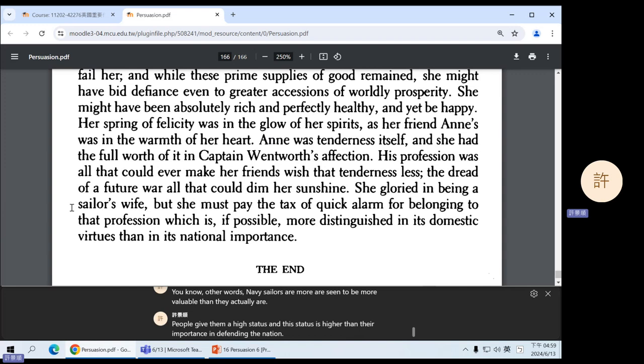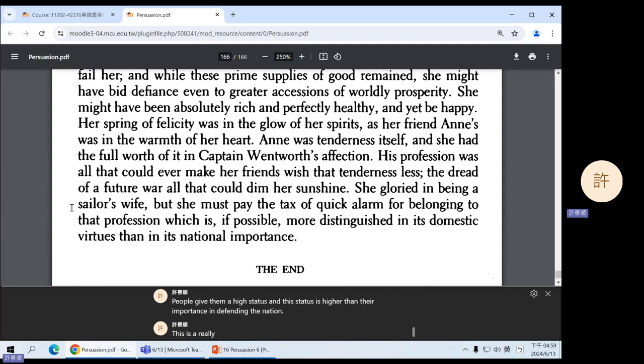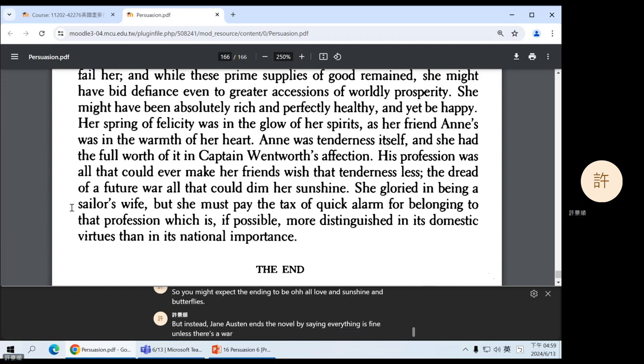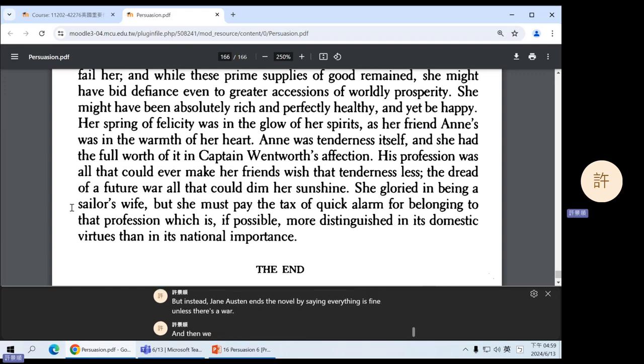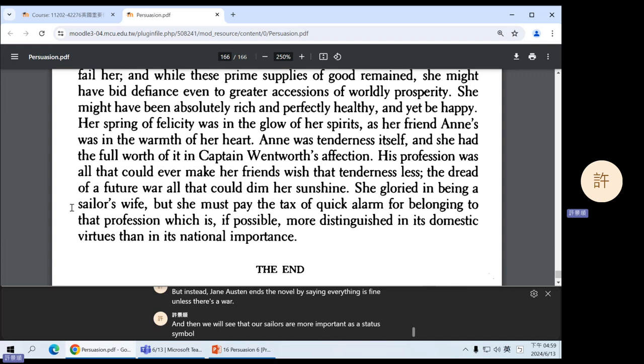And this is a really ironic ending to this novel. It's a romance, so you might expect the ending to be, oh, all love and sunshine and butterflies. But instead, Jane Austen ends the novel by saying, everything is fine unless there's a war. And then we will see that our sailors are more important as a status symbol than as actual fighting soldiers.